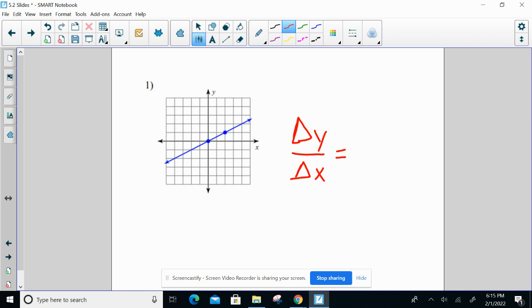Change in y over change in x, that's our slope. I said start from left to right, so starting here. How far up did I go? I went up 1. That's my change in y. How far over did I go? That's my change in x. And that was our slope, 1 over 2. Okay. And we went up, so that's positive.